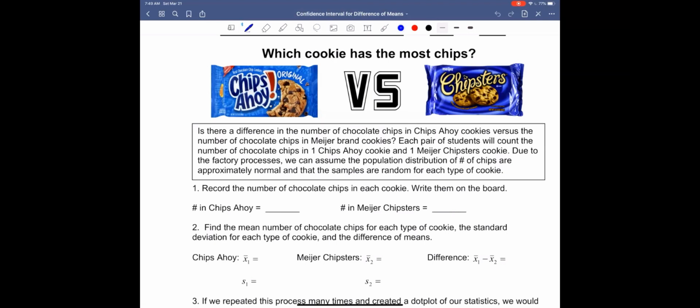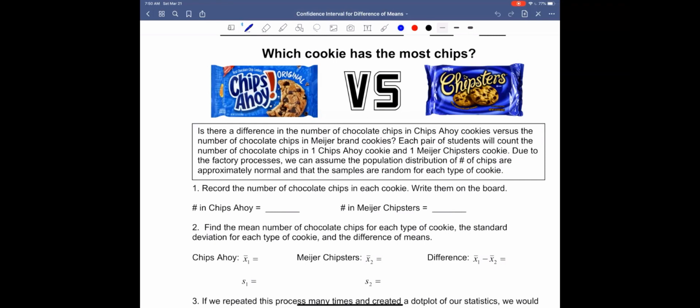So here's what the question says. Is there a difference in the number of chocolate chips in Chips Ahoy cookies versus the number of chocolate chips in Meijer brand cookies? Each pair of students will count the number of chocolate chips in one Chips Ahoy cookie and one Meijer Chipsters cookie. Due to the factory processes, we can assume the population distribution of the number of chips are approximately normal and that the samples are random for each type of cookie.